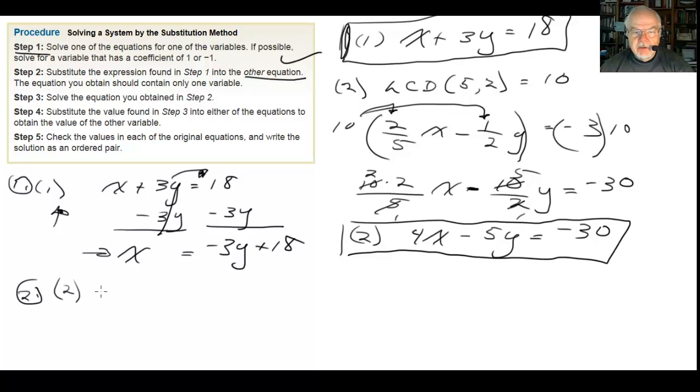What's equation 2? Well, it's 4 times x, but we're going to make room for the substitution by putting a parenthesis in place of the x. Minus 5y equals minus 30. And x, that's this guy, we're going to put in its equivalent, and we get minus 3y plus 18.